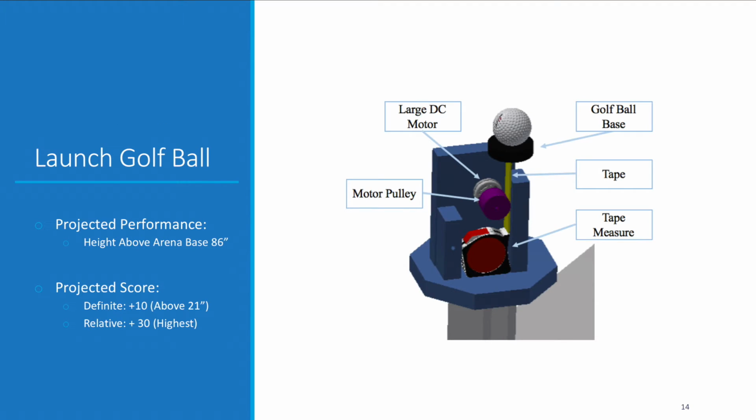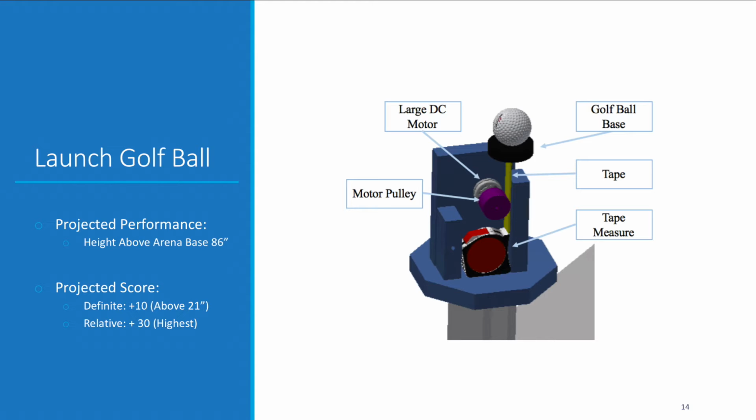The R2-D2 uses a tape measure to launch the golf ball. The ball is placed in the golf ball base which is attached to the tape. This tape is in contact with a large DC motor and a 3D printed motor pulley. The motor pulley is wrapped in rubber bands which apply a friction force to the tape, and when the motor spins, the motor pulley unwinds the tape which raises the golf ball.